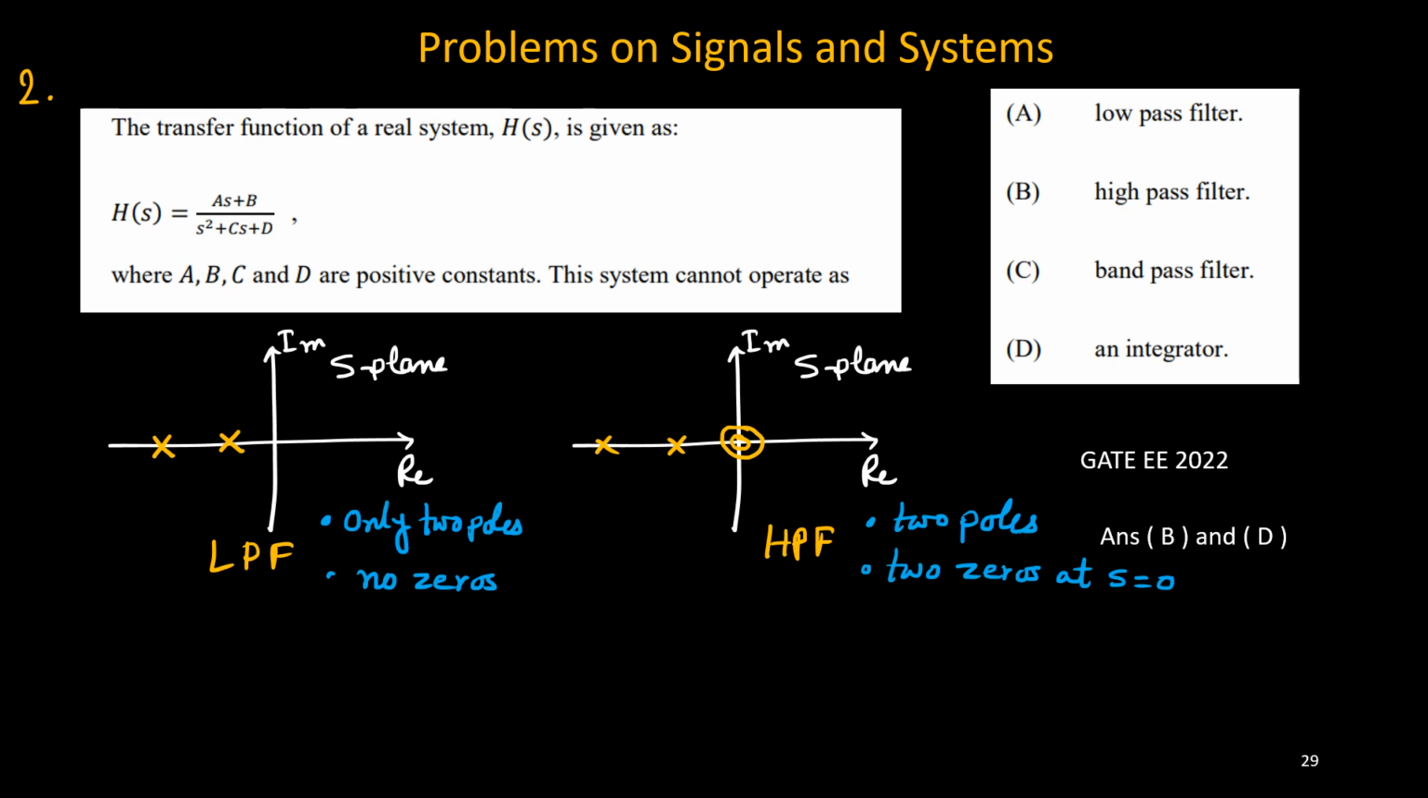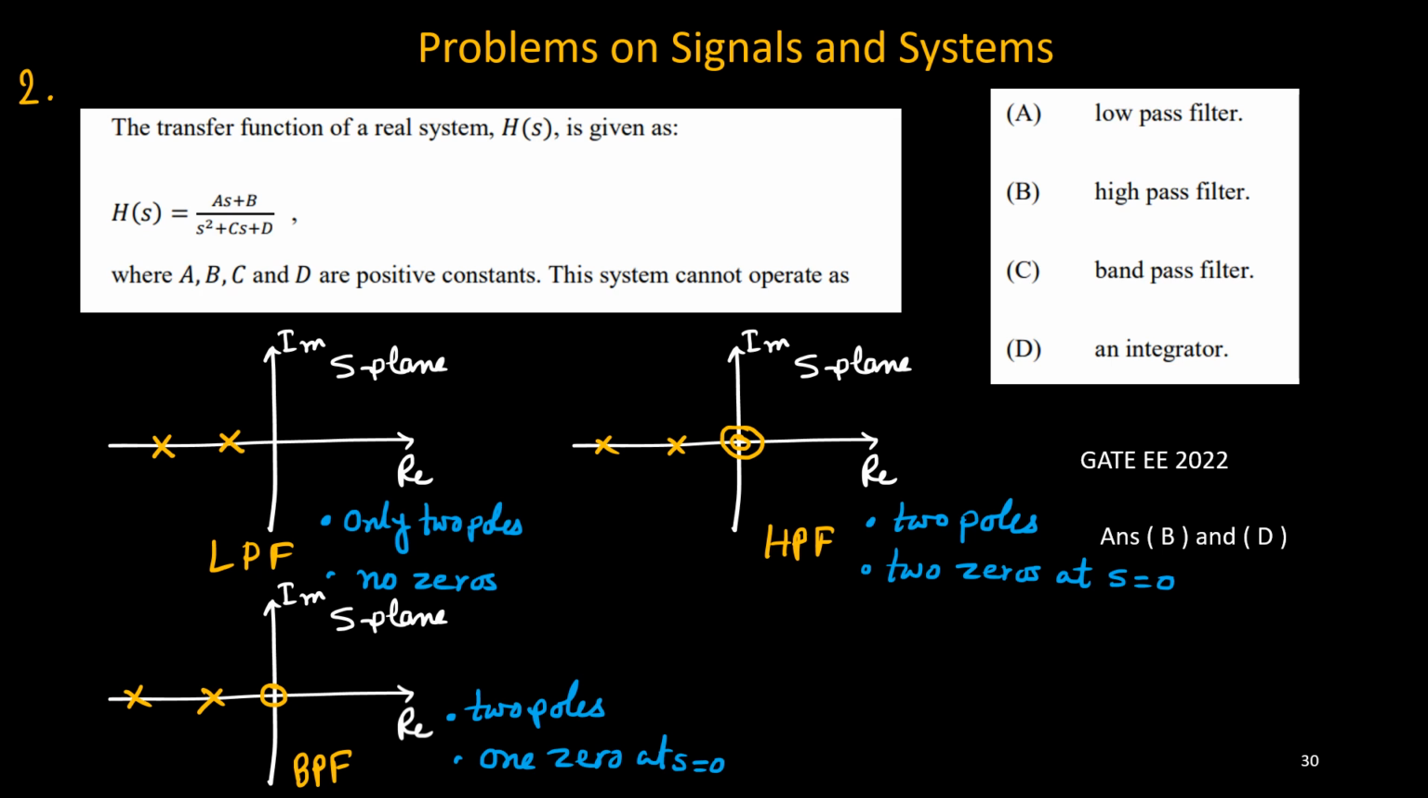Next, for a band pass filter, two poles on the left hand side and one zero at the origin. So you see the differences. If it's second order, obviously you should have two poles. But if there is no zero, it behaves as a low pass filter. If there is one zero, it behaves as a band pass filter. If there are two zeros at the origin, then it will behave as a high pass filter.